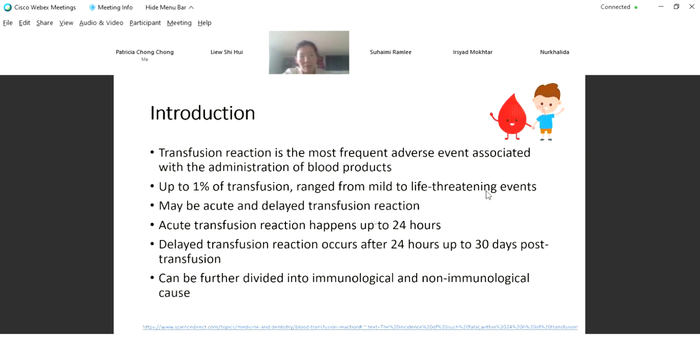So for the introduction, the most frequent adverse event associated with the administration of blood products is the transfusion reaction. It can happen in up to 1% of transfusions, with the severity ranging from mild events to life-threatening events. It can be divided into acute, which happens up to 24 hours after the transfusion, and delayed transfusion reaction, which happens after 24 hours up to 30 days post-transfusion. It can be further divided into immunological and non-immunological causes.